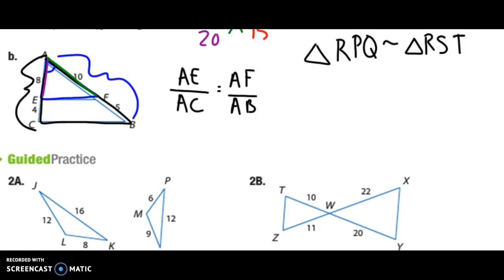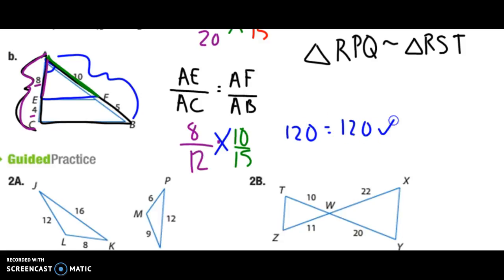So let's plug in our numbers that we have. Well, AE is 8, and AC, the whole thing, is 8 plus 4, which would be 12. We want to see if it's proportional to AF, which is 10, over AB, which is 15. How do I check to see if they're proportional? I cross multiply. 8 times 15 is 120. 12 times 10 is 120. So they are proportional.